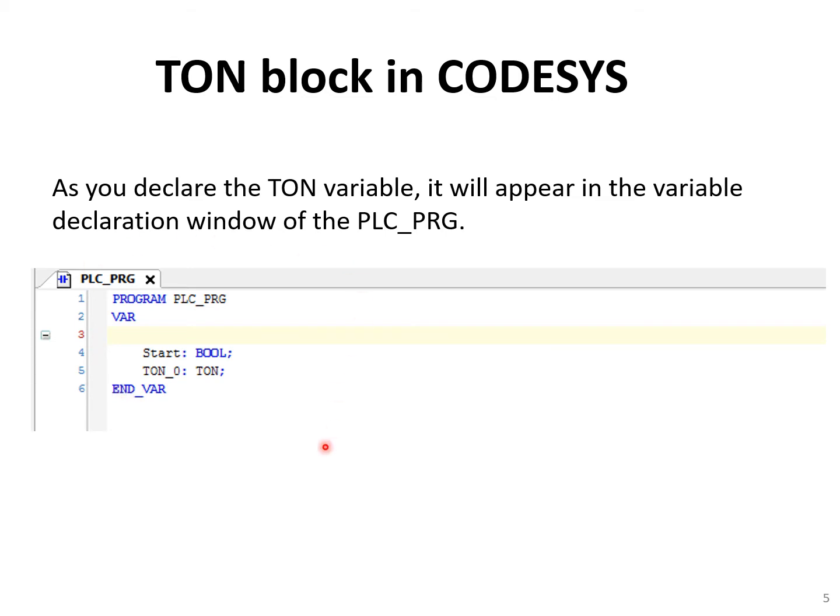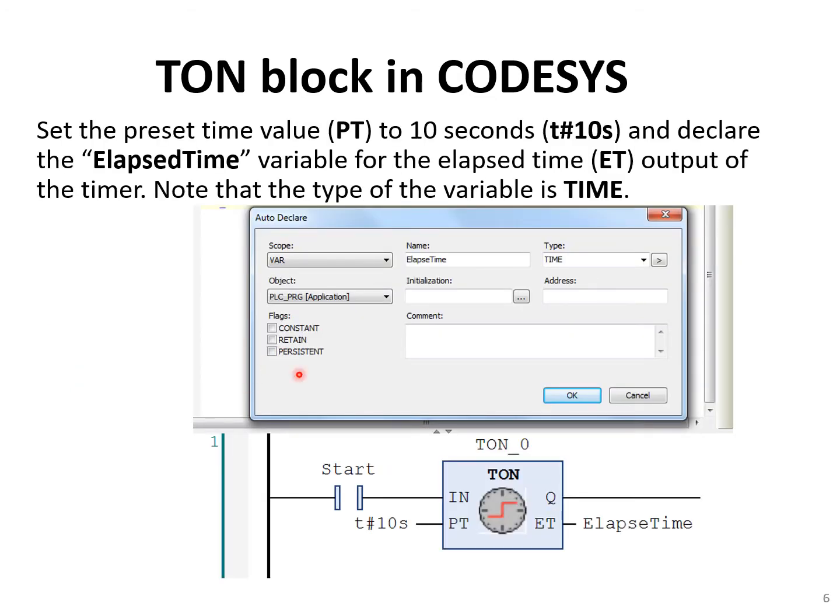So here we have the variable declaration window, and now you see that beneath the start you have the TON0 with the type of TON. Okay, so the type is TON. Set the preset value PT to 10 seconds. Okay, so 10 seconds, and declare the elapsed time variable for the elapsed time.